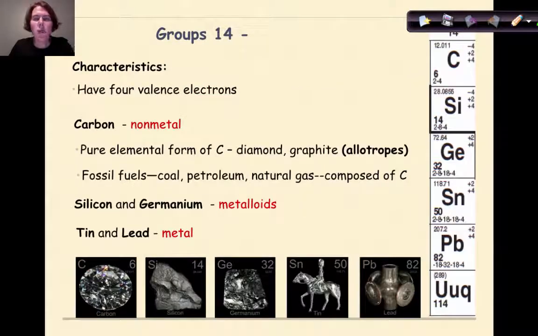Now let's talk about group 14, the carbon group. All the elements in group 14 will have 4 valence electrons. So if we look at the end of their electron configurations, we can see that they all end in the number 4.